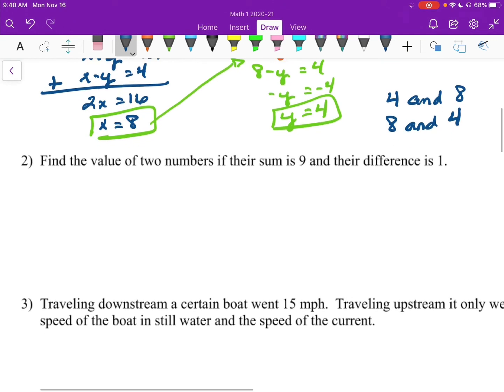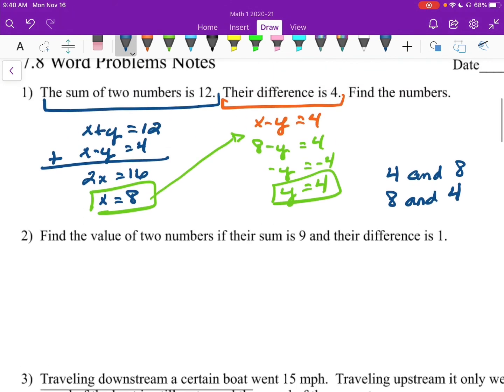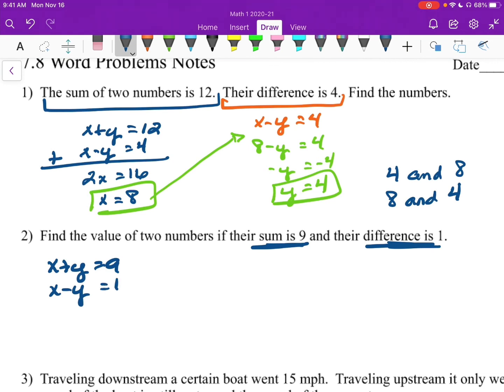Number 2, find the value of two numbers if their sum is 9 and their difference is 1. So this one's written the same way. Well, it's the same problem written a little bit different way. Their sum is 9, so x plus y is 9, and their difference is 1, so x minus y is 1. Again, I think it would be easiest to just add them together, so I'm going to have 2x is 10, so x is 5.